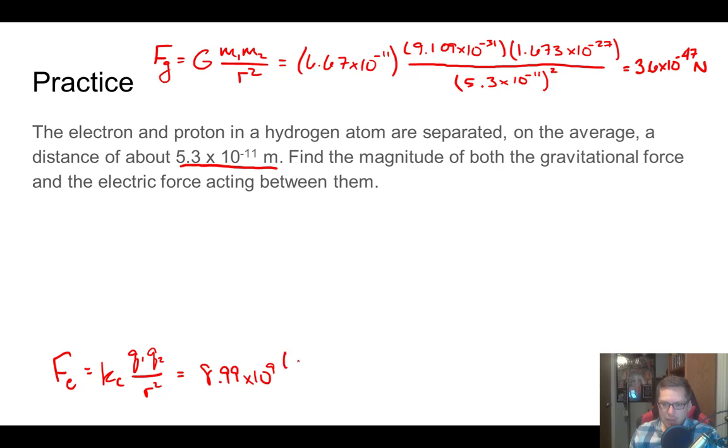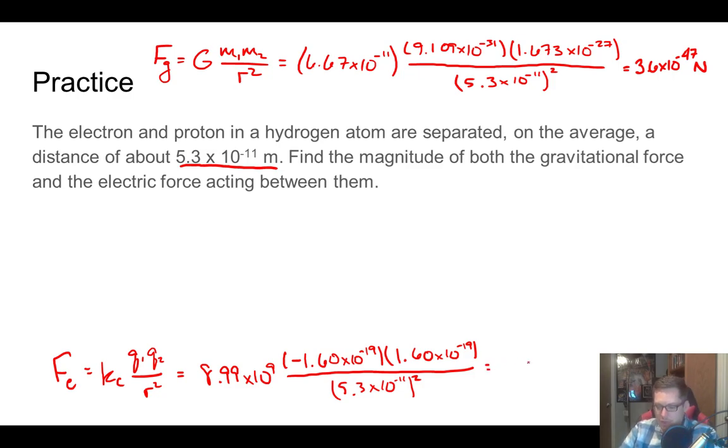Our q1 value here is the charge of an electron, and the charge of an electron is negative 1.60 times 10 to the minus 19th, and the charge of a proton is the opposite of that, so that'd be positive 1.60 times 10 to the minus 19th. Then our distance would be the 5.3 times 10 to the minus 11th, and again, this guy would be squared. So we go 8.99 e to the 9th times negative 1.6 e to the negative 19th times positive 1.6 e to the negative 19th divided by 5.3 e to the negative 11th squared. And you get negative 8.2 times 10 to the minus 8th.